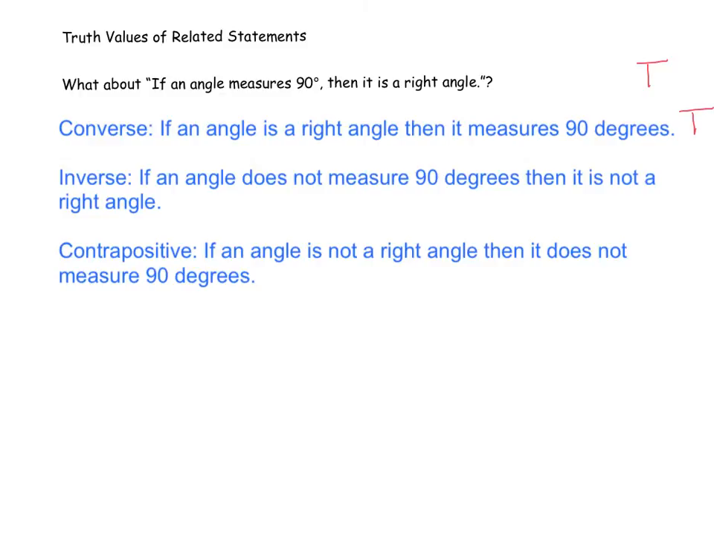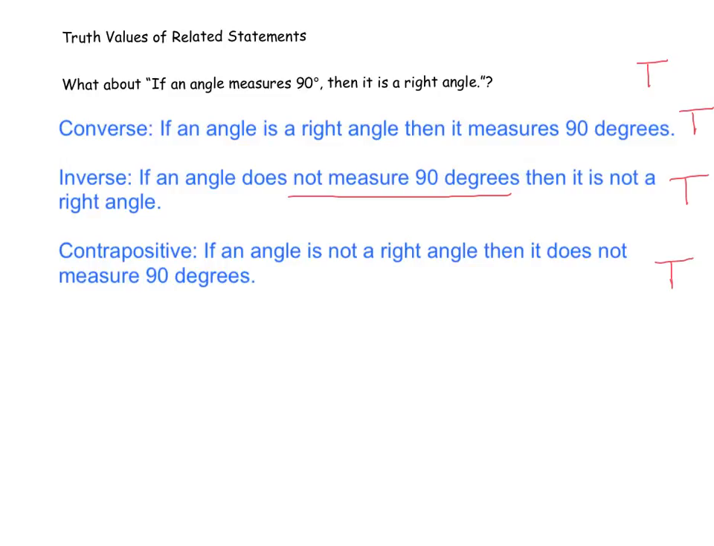Well, if we meet this hypothesis condition, an angle does not measure 90 degrees, if it measures something else, then it can't be a right angle. A right angle has to measure 90 degrees. So this statement is also true. And finally, the contrapositive says, if an angle is not a right angle, then it does not measure 90 degrees. And that is also true. And again, this has to do with the fact that this is the definition for a right angle.